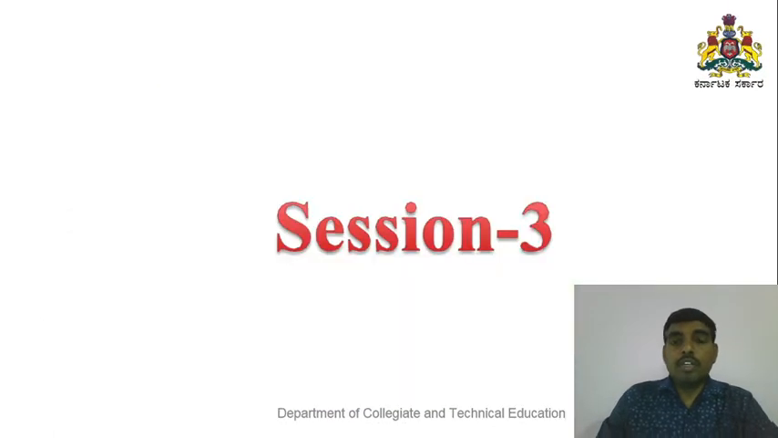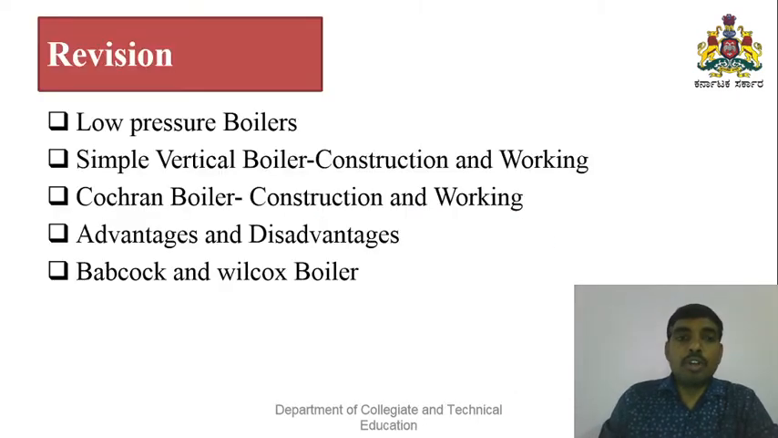Dear students, in previous sessions, I have explained the different boilers. Those are the simple vertical boiler, and then we have the Cochran boiler. I explained construction and working, advantages and disadvantages of the Cochran boiler, and the Babcock and Wilcox boiler. So these are some low pressure boilers I have explained in detail with videos, with the PPT, and with MCQs. I hope you all got the point of what I have taught in previous sessions.